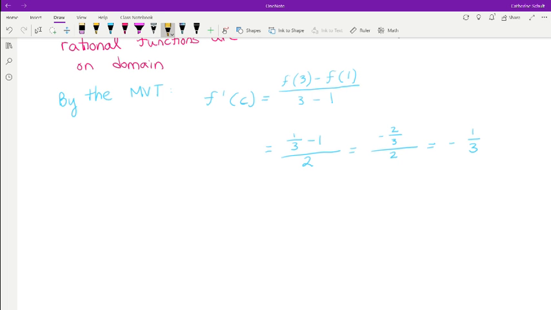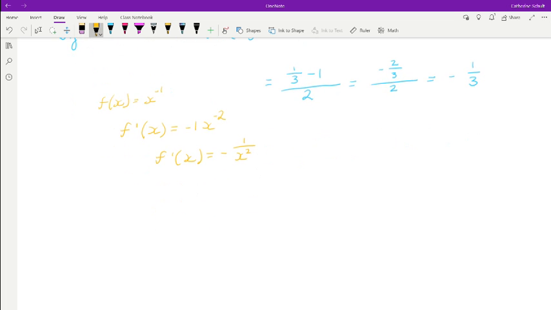All right, so let's continue. We're interested in the derivative function. I like to think of our function 1 over x as x to the negative 1. That way it's a little bit easier to take the derivative of. So the derivative of the function is negative 1 over x squared. Okay, so we want to know all the values of c where f prime of c is equal to negative 1/3.